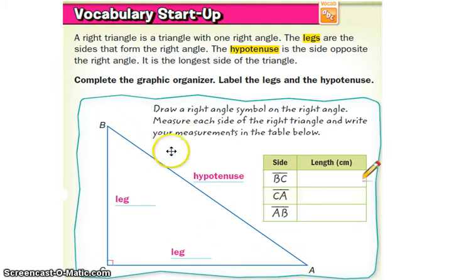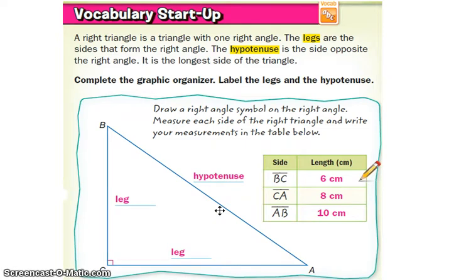I know most of you probably don't have a ruler at home, so I will go ahead and give those to you. BC, one of the legs, is 6 centimeters. CA, the other leg, right here, is 8 centimeters. What do you think AB would be? Is it going to be longer than these two? Is it going to be shorter? It's 10 centimeters. Your hypotenuse has to be longer than your legs.